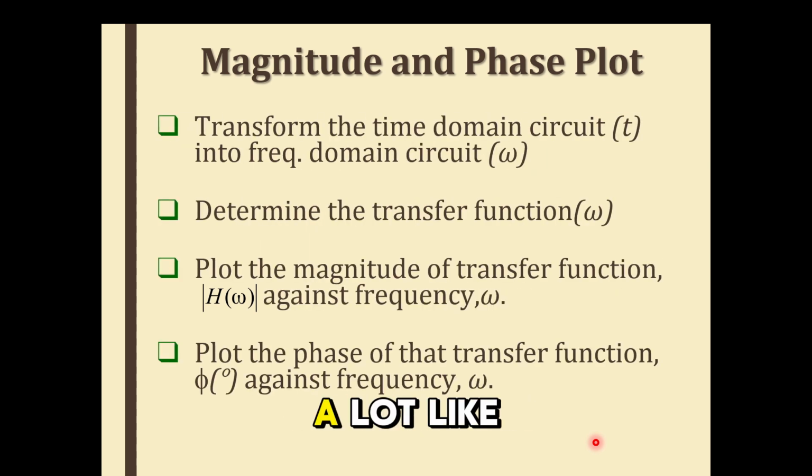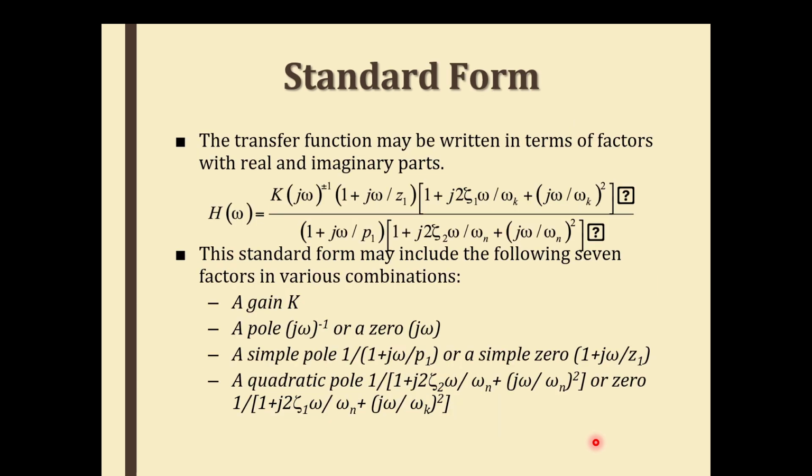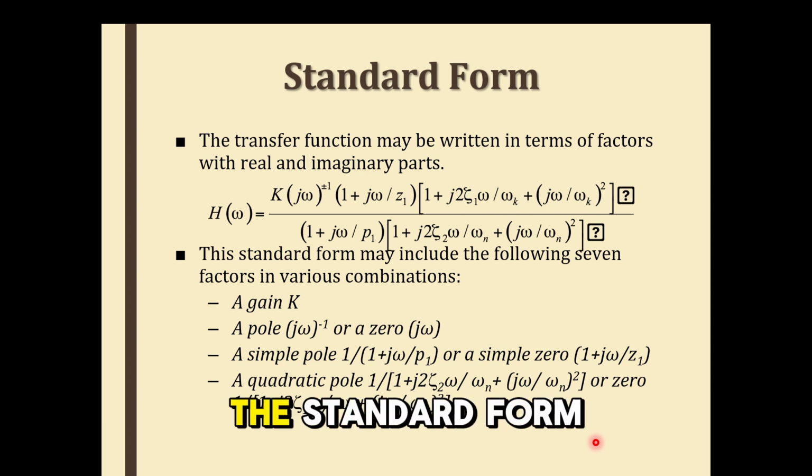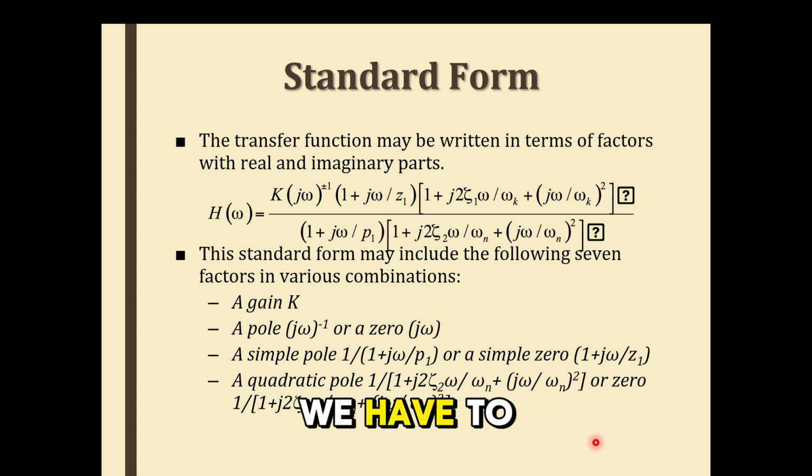So we have seen one example of how you get the magnitude and phase from the transfer function, okay. But specifically for the Bode plot, we will use the log scale, okay. So the main task we have to do is change it to the standard form, okay. We have to change to standard form.